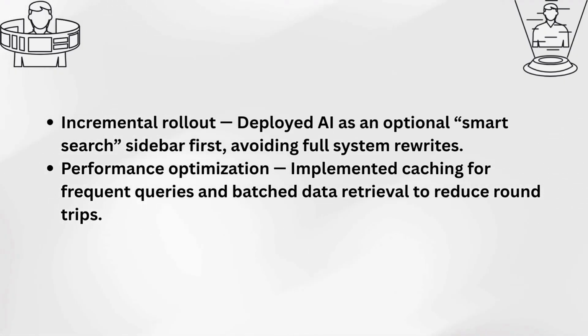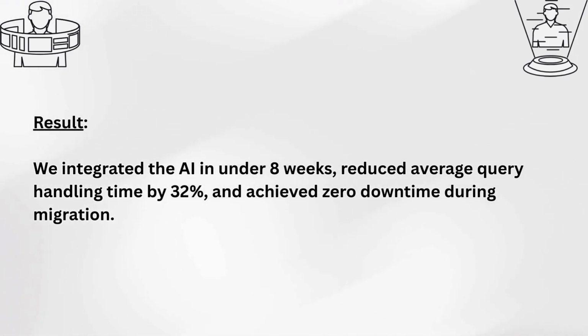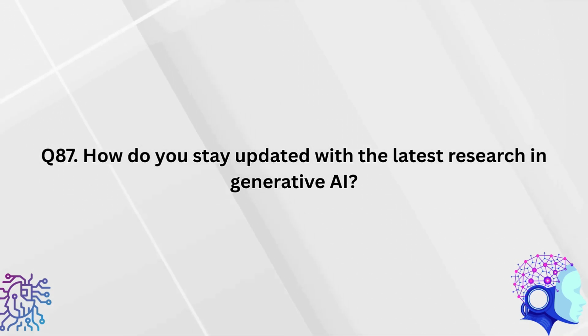Performance optimization: implemented caching for frequent queries and batch data retrieval to reduce round trips. Security compliance: added encryption, token-based auth, and PII redaction before sending data to the AI model. Fallback logic: ensured if the AI service failed, the system would seamlessly revert to the original search engine. Result: we integrated the AI in under 8 weeks, reduced average query handling time by 32%, and achieved zero downtime during migration.